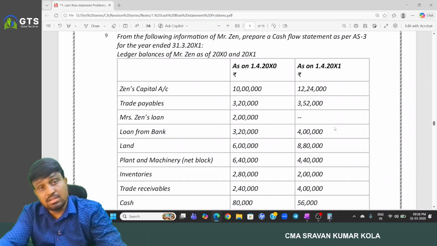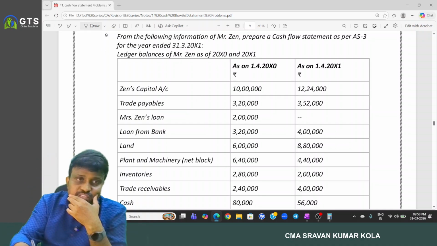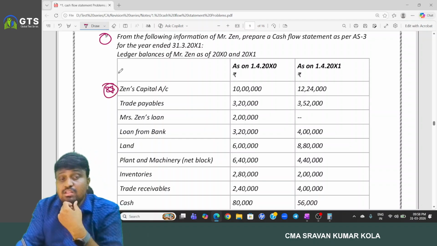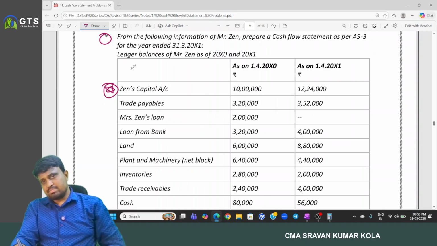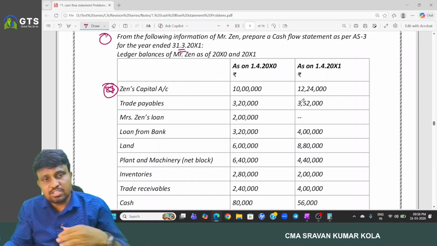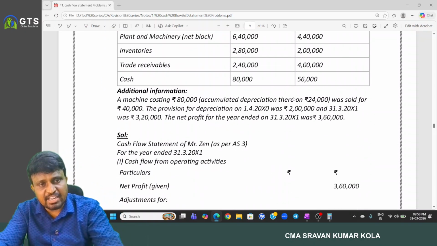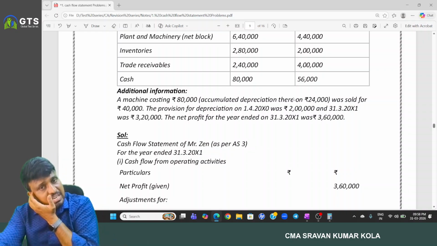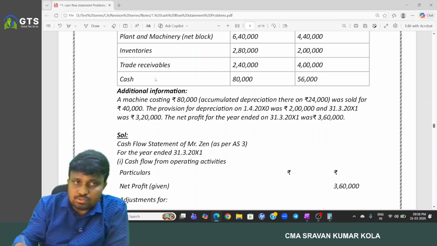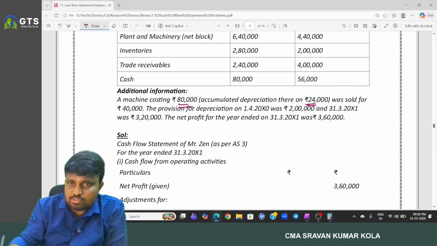Okay, next. This is one of the different problems, especially relating to capital, which is important. From the following information of Mr. Jen, prepare cash flow statement as per AS3 for the year ended 31st March. And ledger balances we have. Additional information: a machinery costing 80,000, accumulated depreciation thereon 24,000, was sold for 40,000. So 80,000 cost minus 24,000, 56,000 is the book value. We sold it for 40,000.